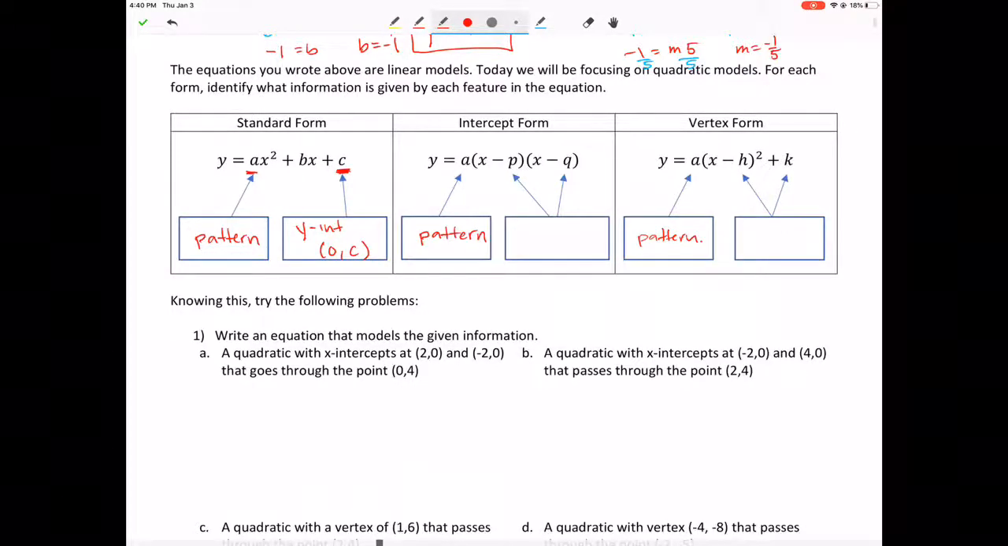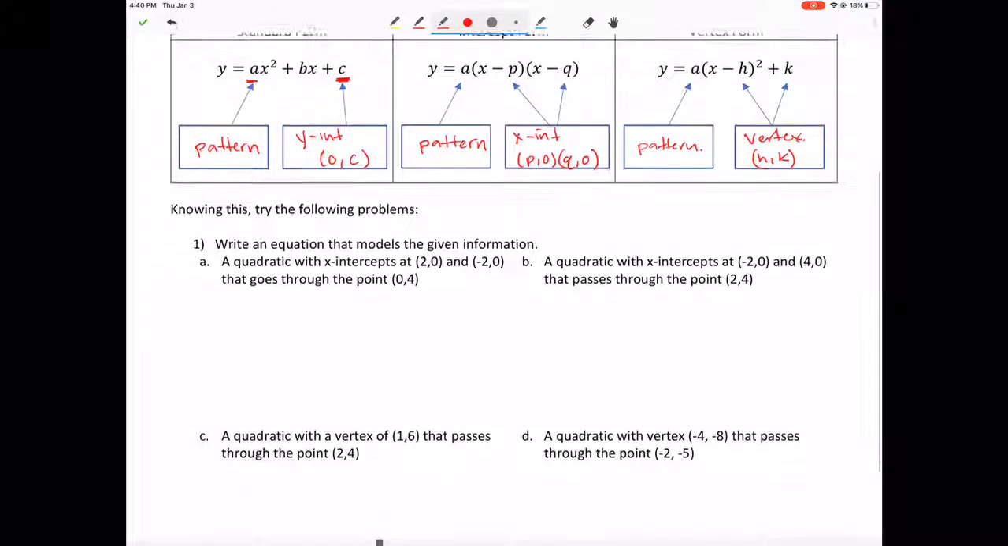P and Q give us our x-intercepts, specifically (P, 0) and (Q, 0). And vertex form gives us the vertex: (H, K) is the vertex. We'll want to look at that when we are doing these problems, so let's just start with an example.